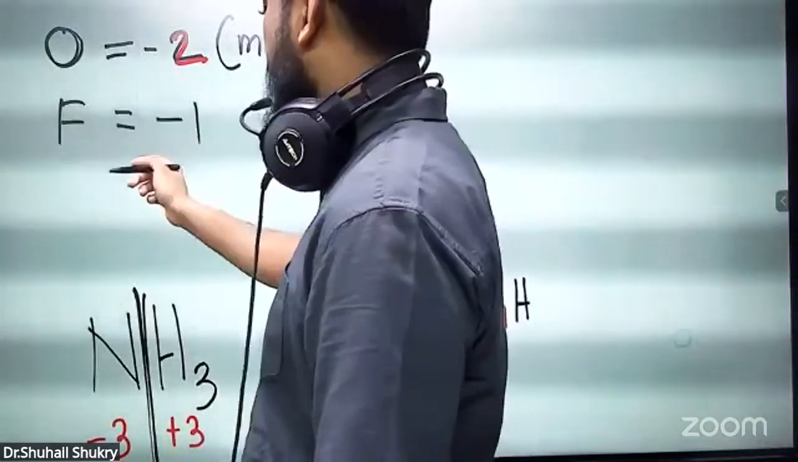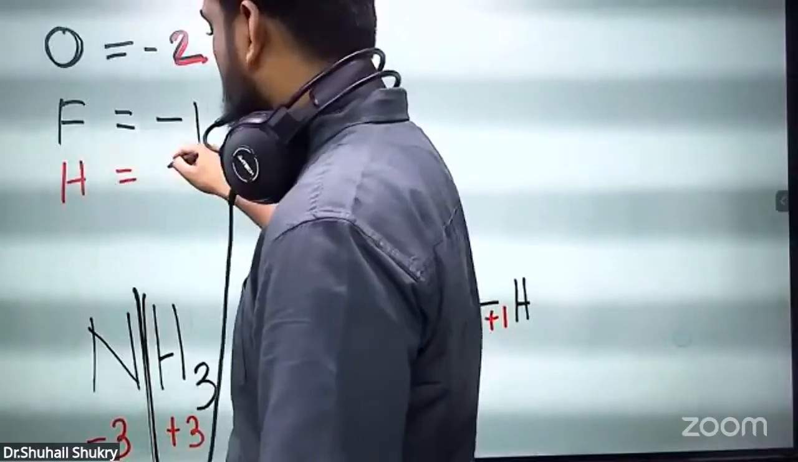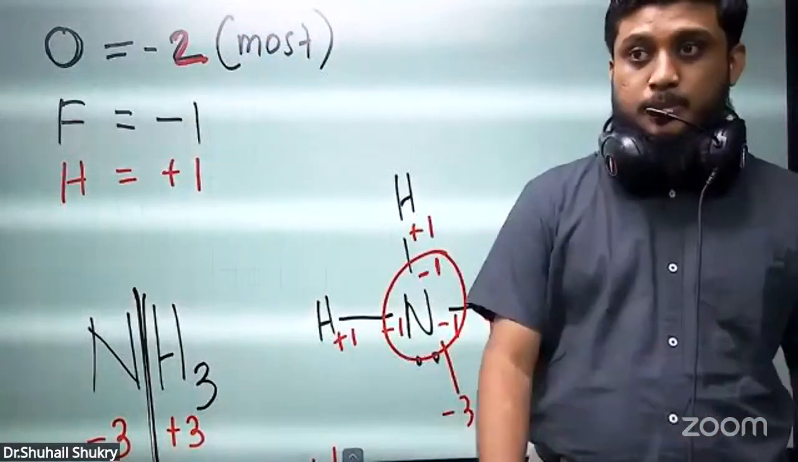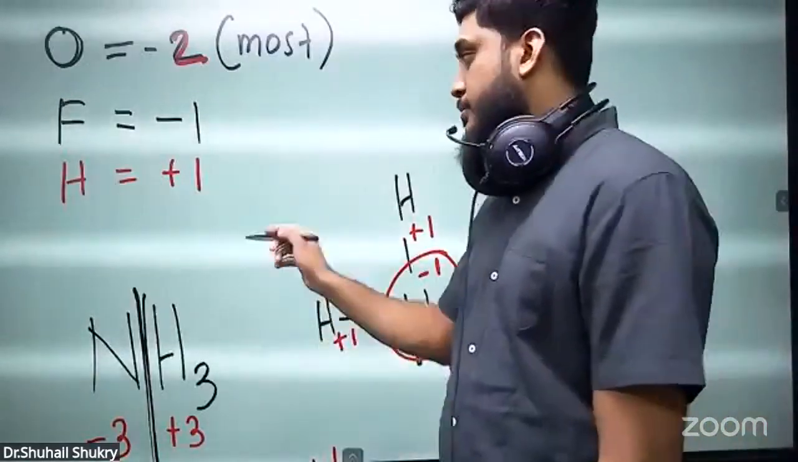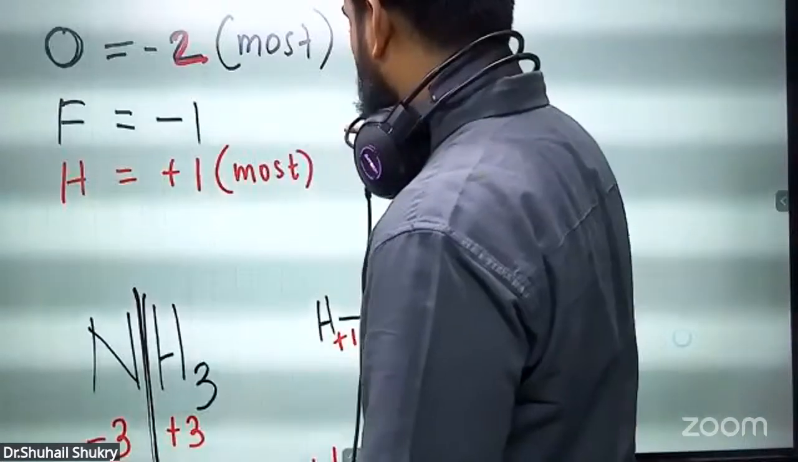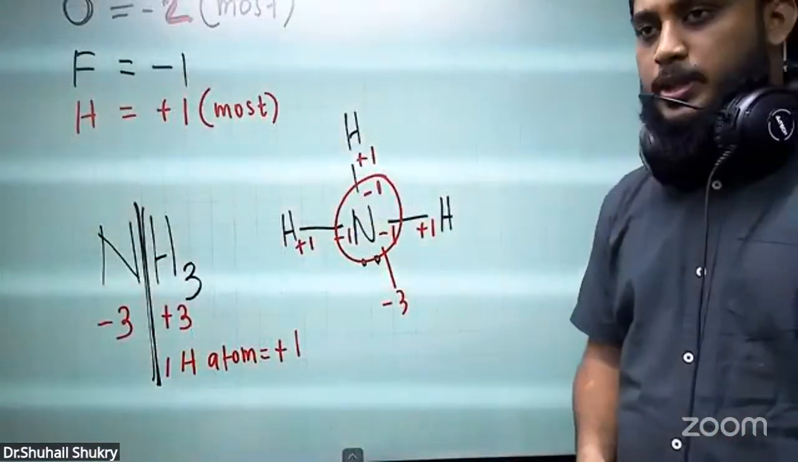Remember, under common oxidation numbers, we normally take oxygen as -2, fluorine as -1, and hydrogen is mostly +1. Most of the places, hydrogen comes as +1. Using these structures, you can identify the oxidation number. This is an example for ammonia.